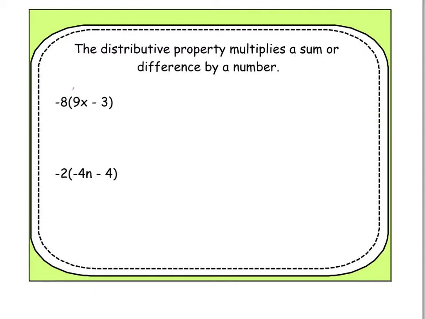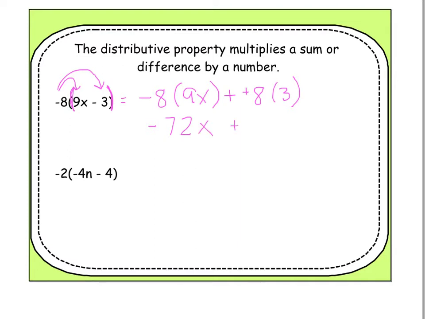So the person that wants to get into the party is the -8. So in order to get in, our -8 has to first shake hands with 9x, bring our subtraction sign down, and then our -8 has to shake hands with the 3. Keep it, change it, flip it. -8 times 9x is going to give us -72x, plus 8 times 3 is going to give us 24, our final solution.